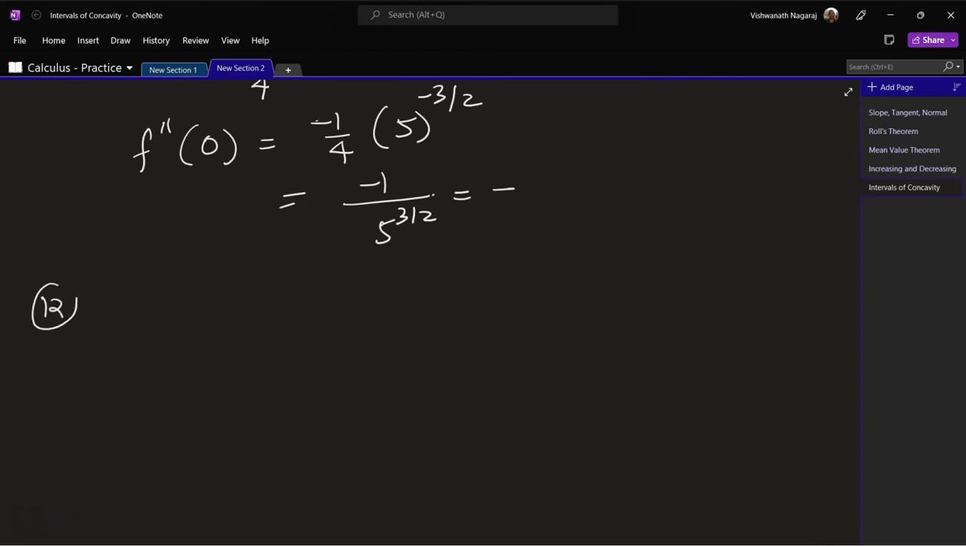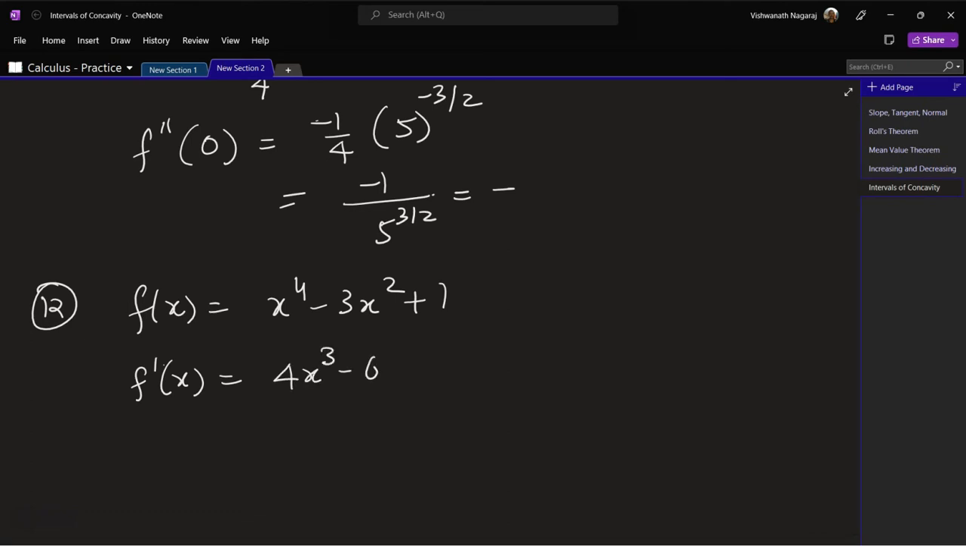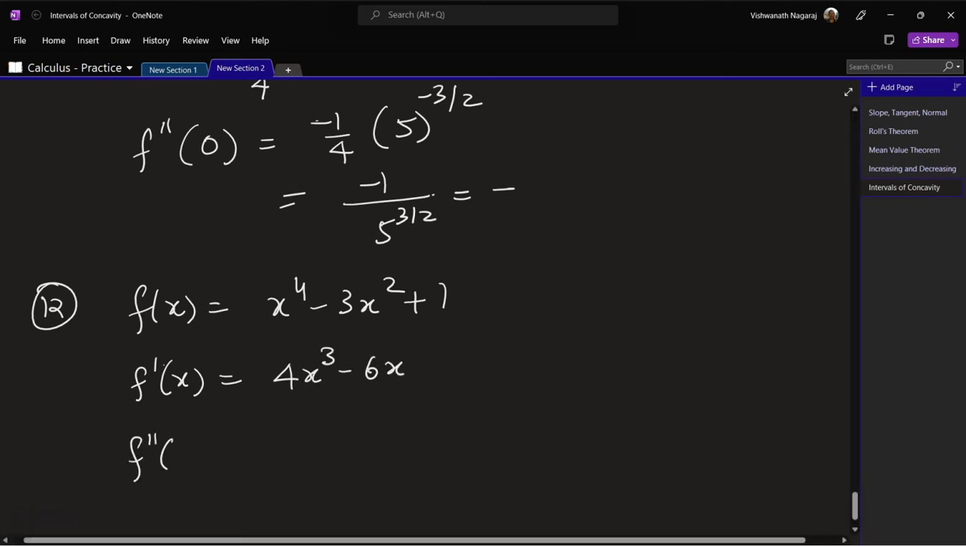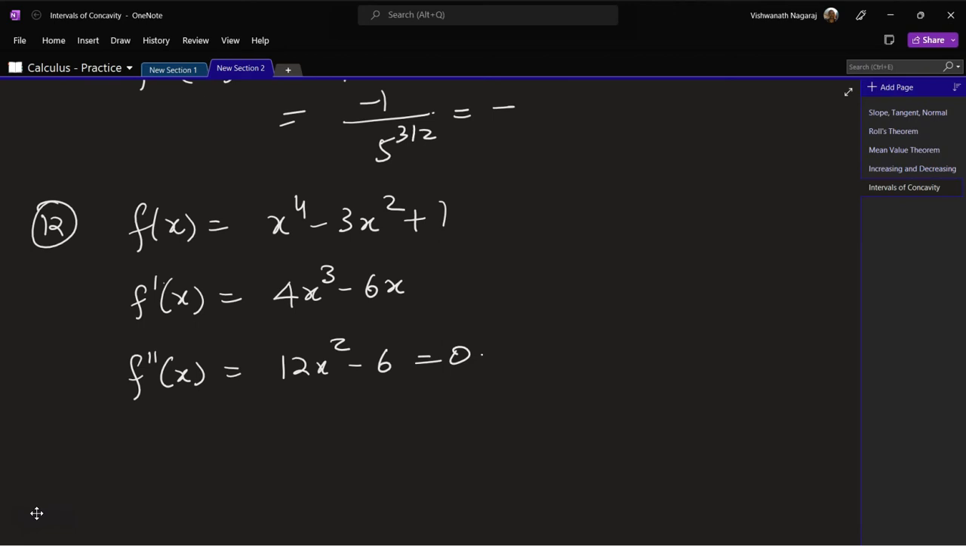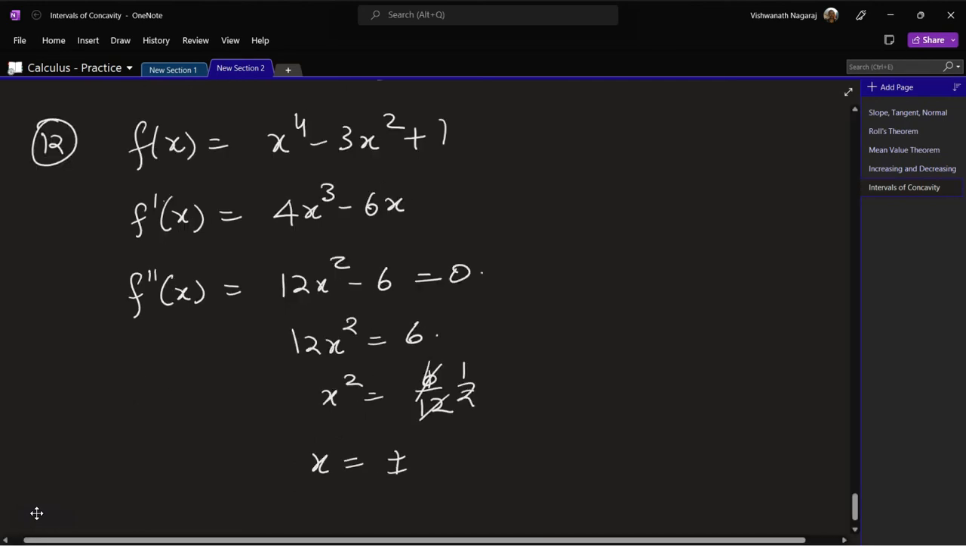Okay, 12th one. f of x is equal to x to the power of 4 minus 3x square plus 1. f prime of x equal to 4x cube minus 6x, and f double prime of x equal to 12x square minus 6. And here we can equate it to 0. So 12x square equal to 6. x square is equal to 1 by, no, 6 by 12. So 1 by 2. So which means x is equal to plus or minus 1 by root 2, which can be written as plus or minus root 2 by 2.